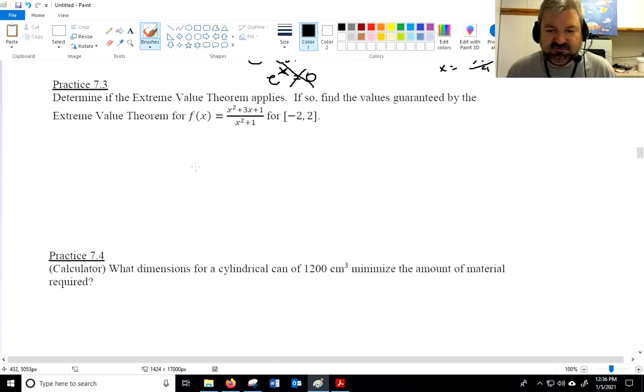All right, determine if the mean value theorem applies. If so, find the values guaranteed by the mean value theorem for this equation. So pause the video and please do your best shot.